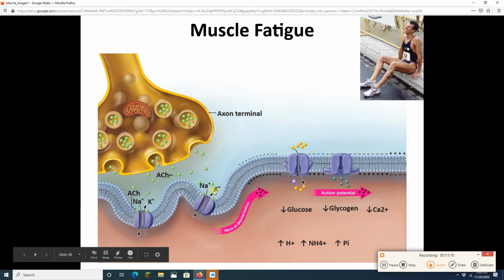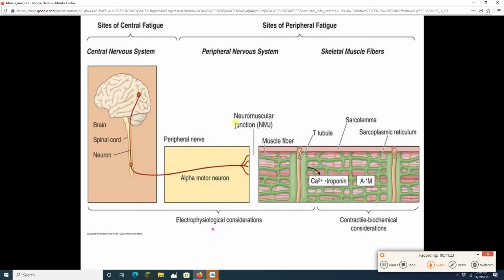Electrolyte levels of sodium and potassium can go awry, and that can also lead to fatigue. So this fatigue is happening in the motor neuron, in the muscle cell. It is an example of something called peripheral fatigue, which means it's happening in the muscle fibers or in the motor neurons. There's also central fatigue, which happens in the central nervous system, in your brain, in your spinal cord.